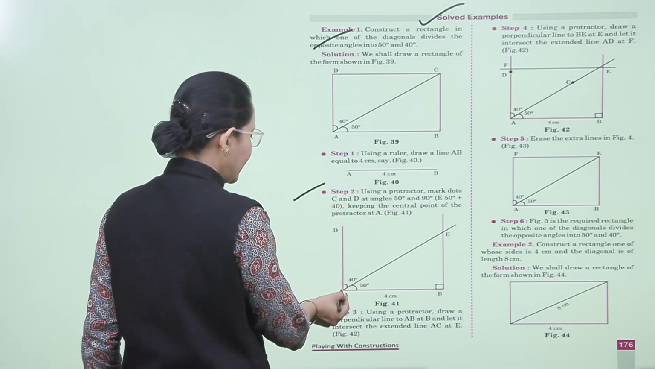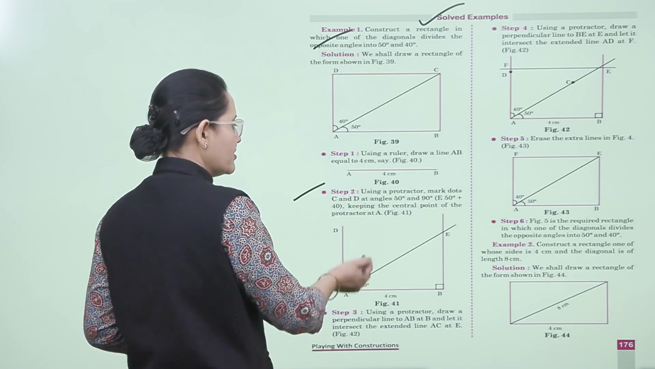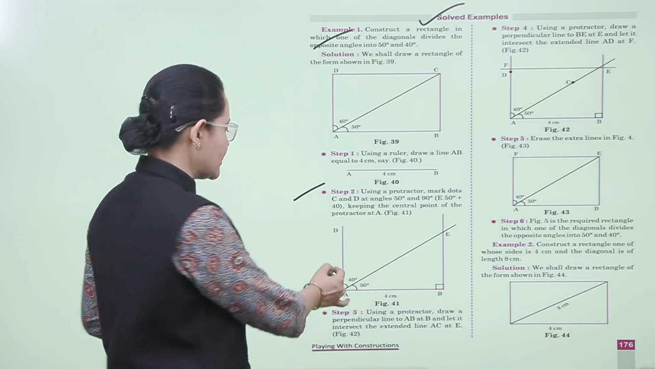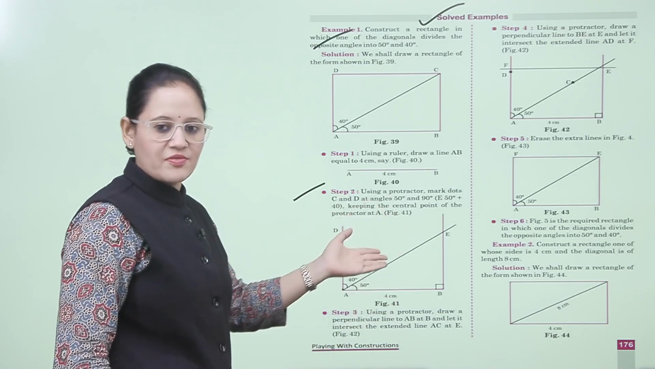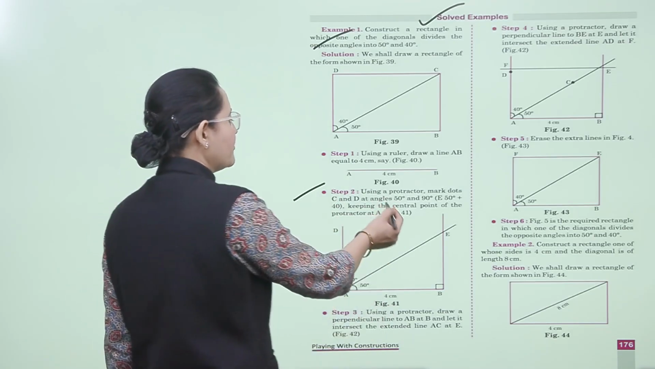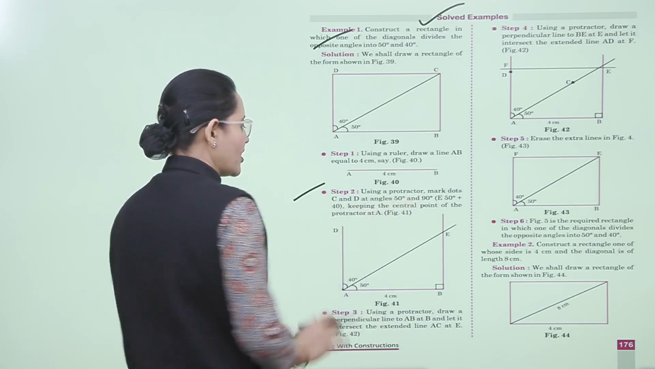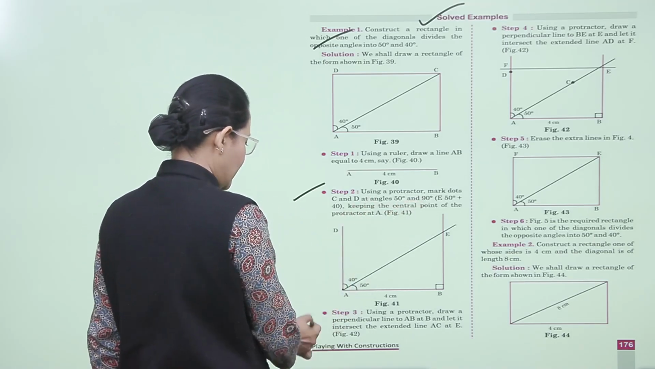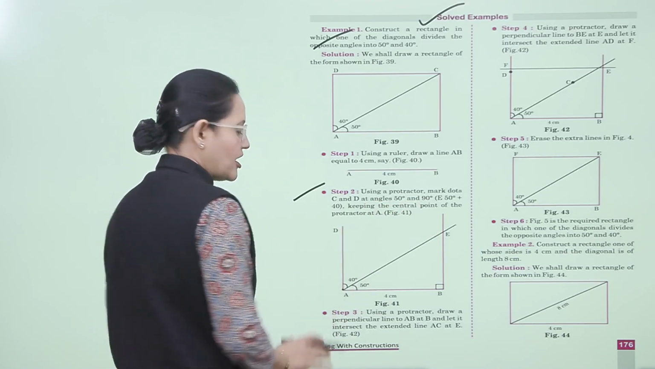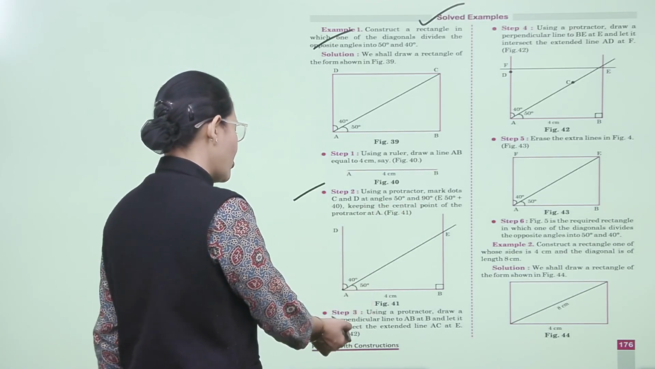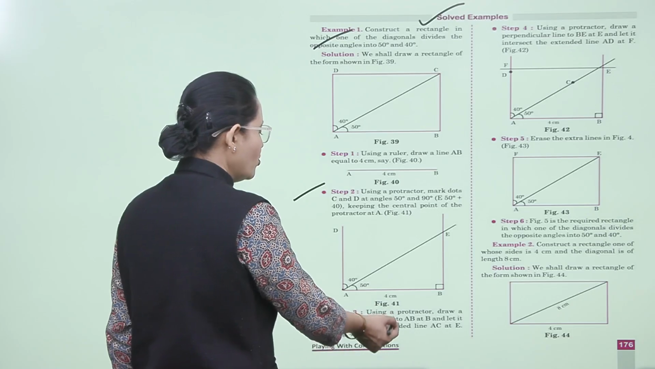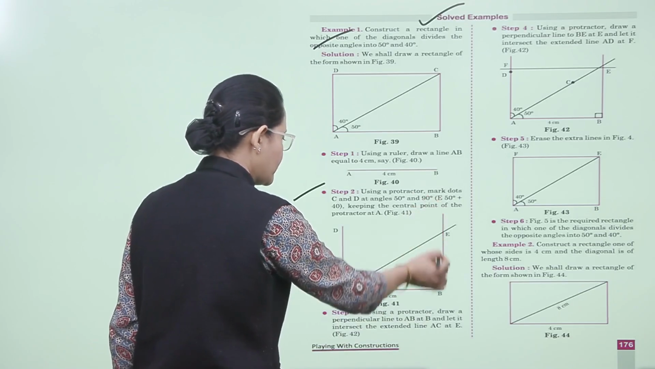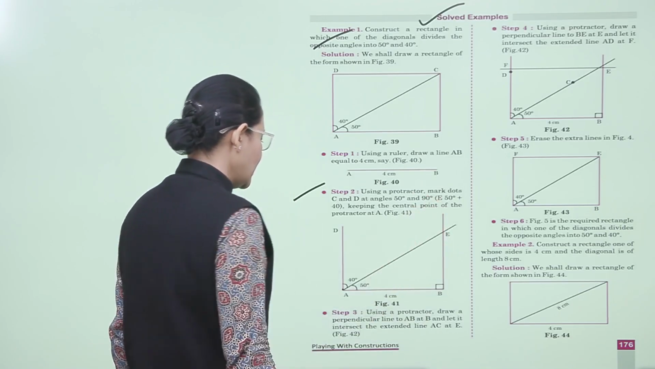What we'll do? We'll take A as a center and mark the dots at 50 degree. So we have to draw two angles because the total is 90 degree. One is 50, another will be 40. So mark the point at 50 degree and the total, that is 90 degrees. So another will be 40 degree. Now keeping the center point of the protractor at A, we will use the protractor and draw a perpendicular line to AB at B. So we'll draw this perpendicular line that will intersect at point E.